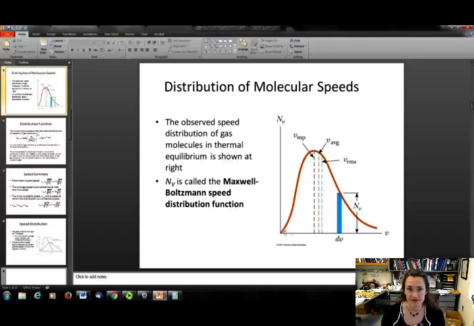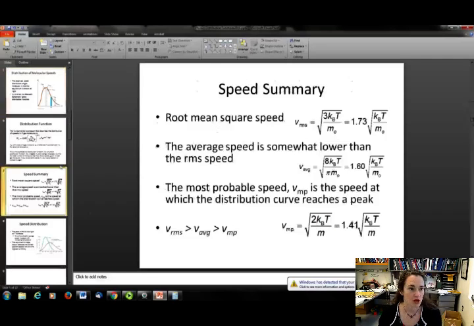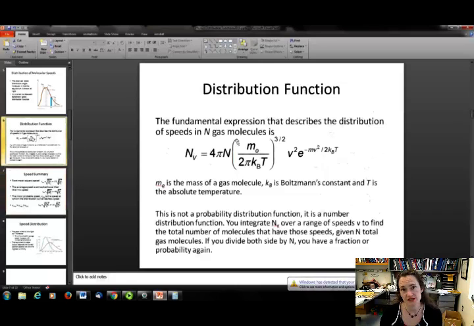It's limited on the left-hand side because the lowest possible speed is 0. This is speed, not velocity, so it's the magnitude of the velocity vector. The smallest that it can go is a 0 speed. And then, to the right, it can go to a whole range of high speeds. That's why it's skewed right. So if you want to know what the function is to describe this distribution function, here it is.